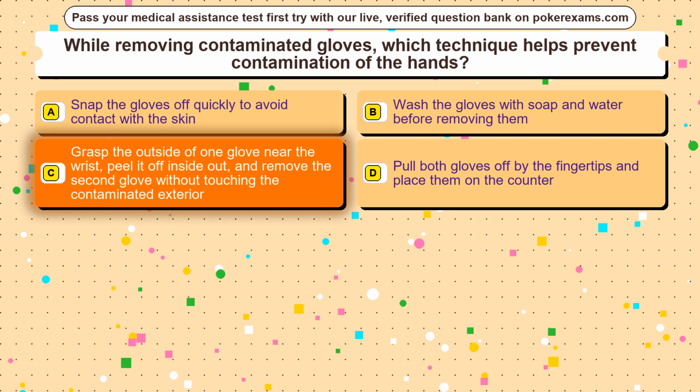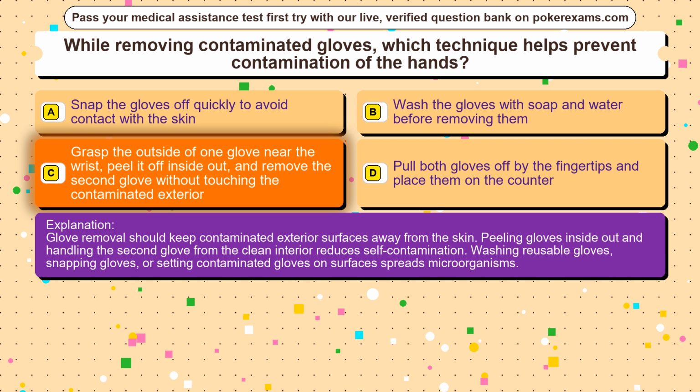The correct answer is option C. Grasp the outside of one glove near the wrist, peel it off inside out, and remove the second glove without touching the contaminated exterior. Glove removal should keep contaminated exterior surfaces away from the skin. Peeling gloves inside out and handling the second glove from the clean interior reduces self-contamination. Washing reusable gloves, snapping gloves, or setting contaminated gloves on surfaces spreads microorganisms.